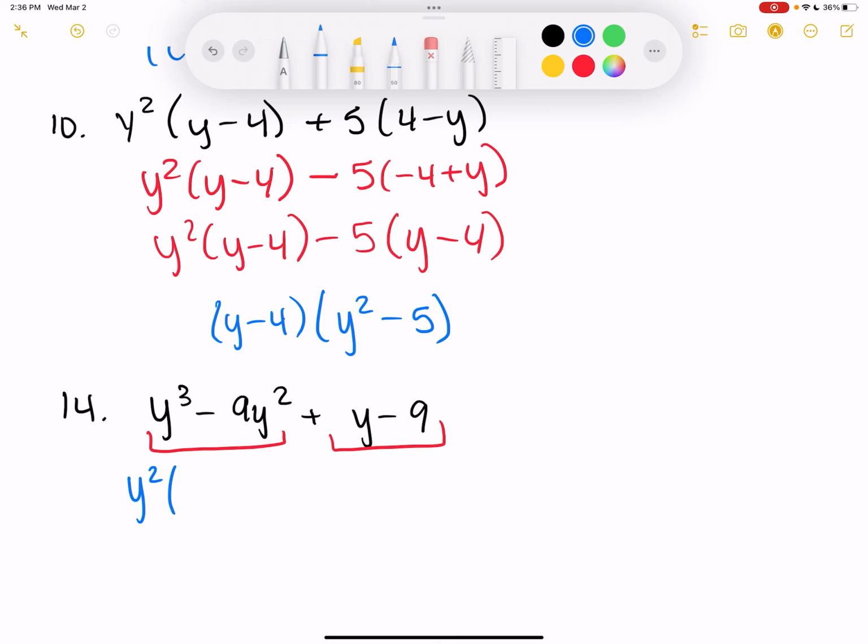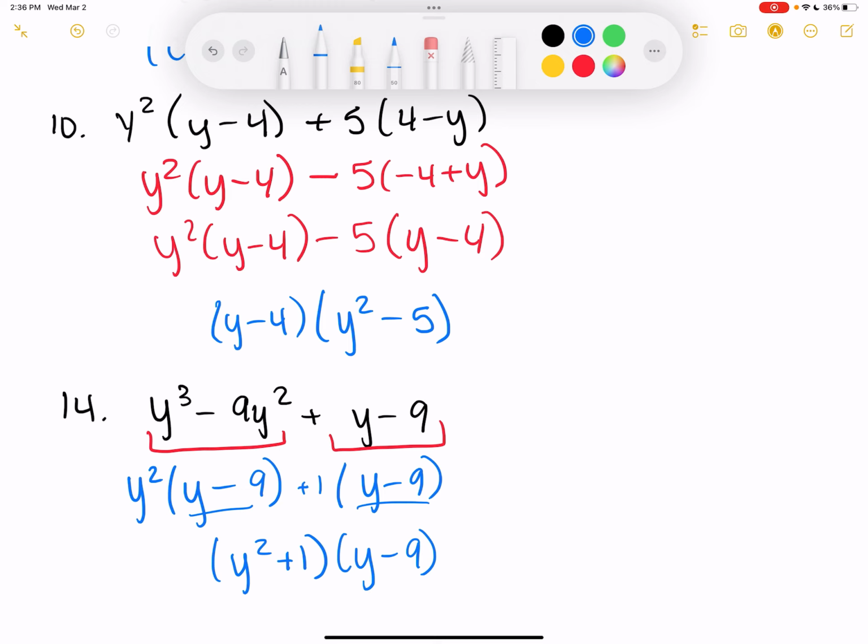That leaves me with y minus 9. In this one I can't take anything out, so there's really just a 1 here, and then y minus 9. This and this are the same, so I can rewrite this as y squared plus 1 times y minus 9.